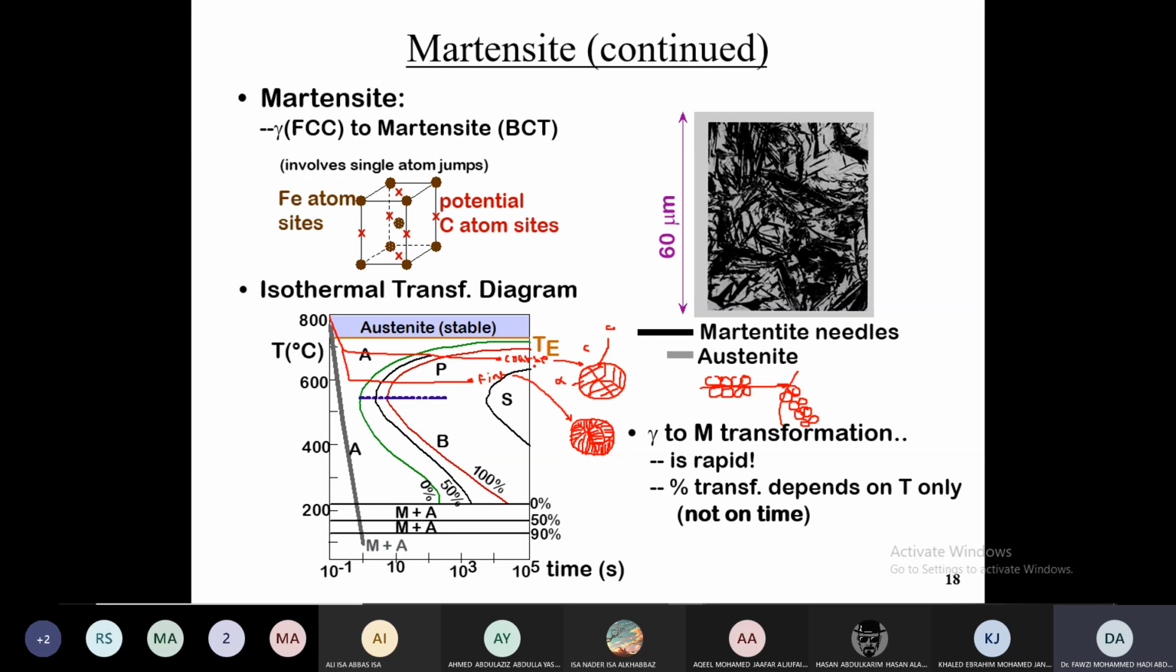This we refer to as the upper perlite also, and this is called the lower perlite. Upper perlite is produced at the upper level of the TTT diagram, and the lower perlite is produced at the lower levels of the TTT diagram for the perlitic structure. For the bainite also, we have the same thing actually.